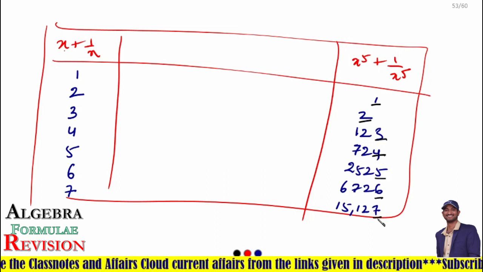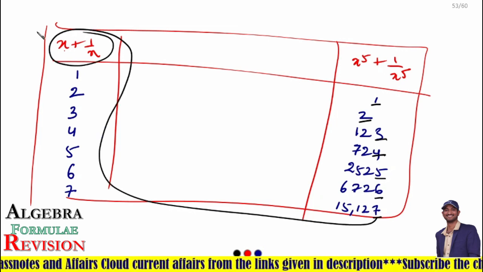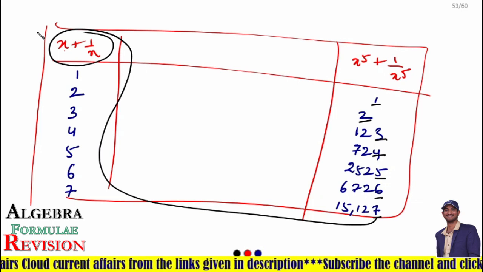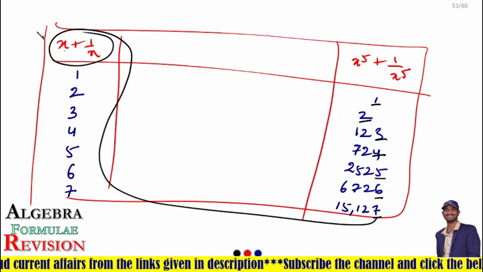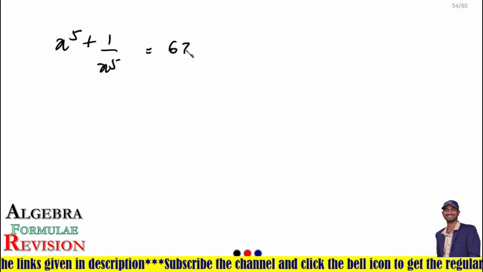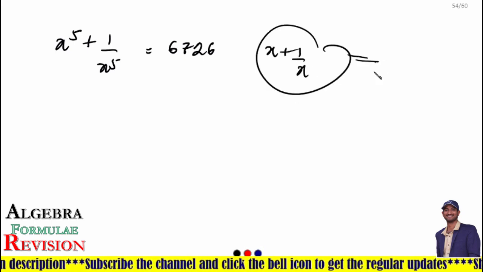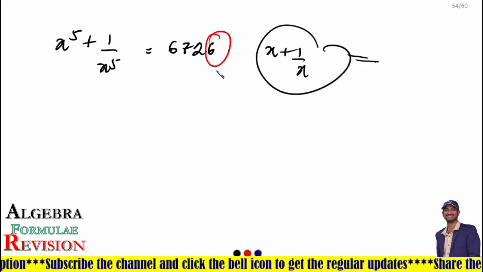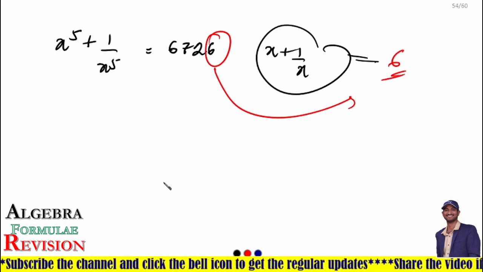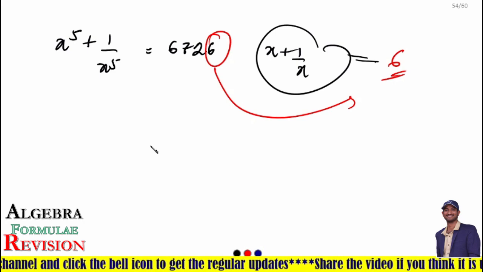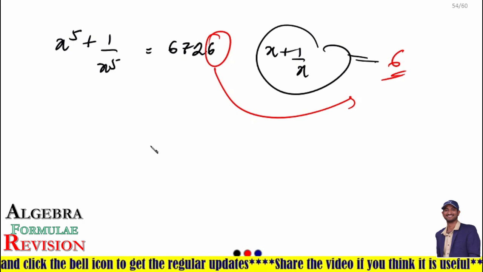And if you observe the unit digit of x power 5 plus 1 by x power 5, it is equal to the value of x plus 1 by x. That is the thing I want to tell you. In the exam, if x power 5 plus 1 by x power 5 is equal to 6726, then find the value of x plus 1 by x. You can directly write the unit digit of this, that is 6, as the answer. Is it clear? So it is one of the important things. Okay.